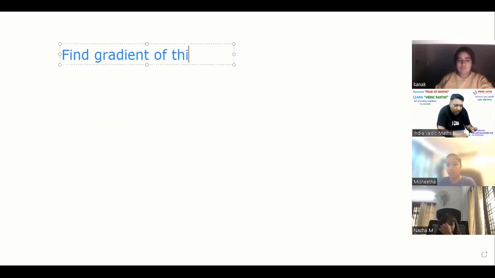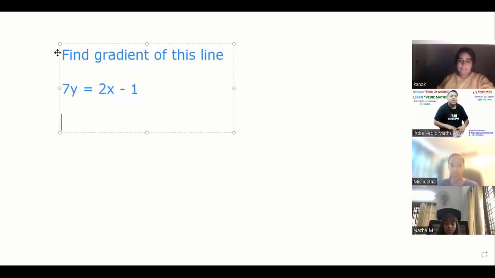So I'll do one more question. Gradient or slope are same. If I say find the gradient of this line, 7y equals 2x minus 1. Tell me, Vedant, tell me, Kanak, tell me, Mishita, any one of you, what is the gradient of this line?